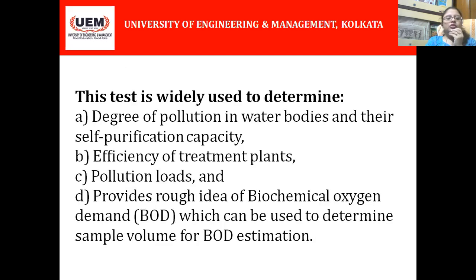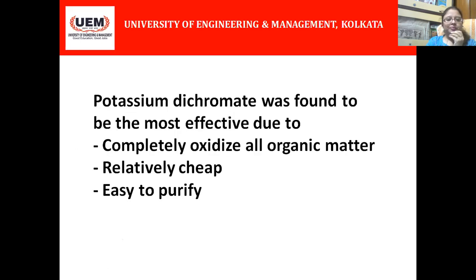Now, this test is widely used to determine the degree of pollution, efficiency of treatment plant, pollution loads, and provides a rough idea about the biological oxygen demand. Now, potassium dichromate is the most suitable reagent used over here because it completely oxidizes all the organic material, it is relatively cheap, and it is easy to purify.